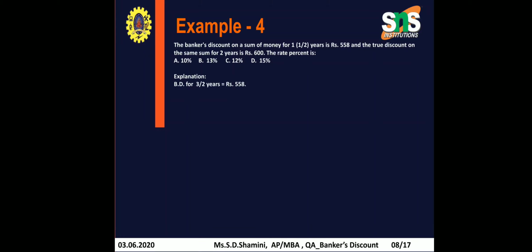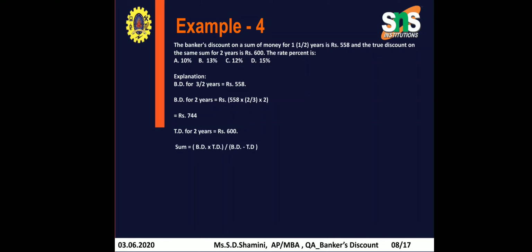So banker's discount for 3/2 years, as I said, one complete year plus a half, so 3/2 years, is rupees 558. So banker's discount for 2 years, you have to multiply by 2 on both sides, and on the 3/2 side the reciprocal, so 2/3, is rupees 744 for 2 years, and the true discount for 2 years is rupees 600.